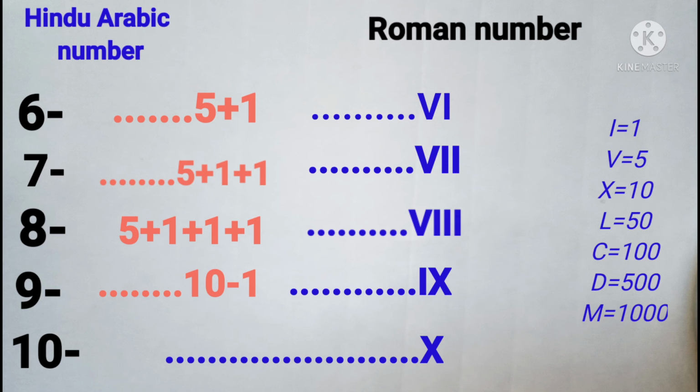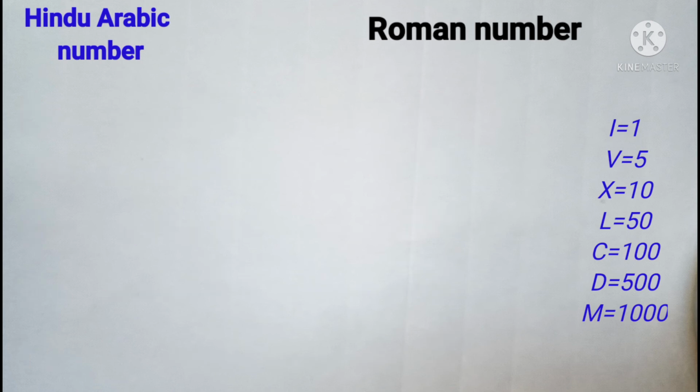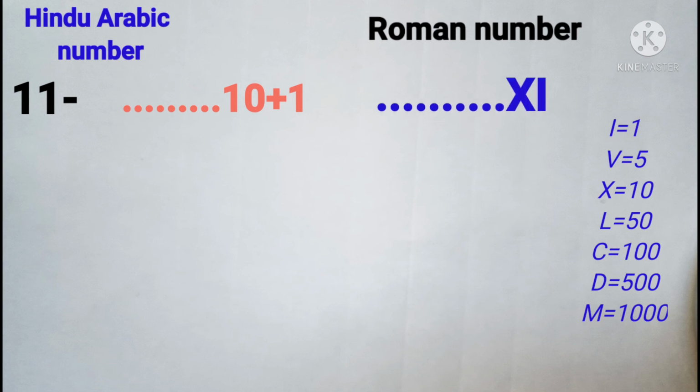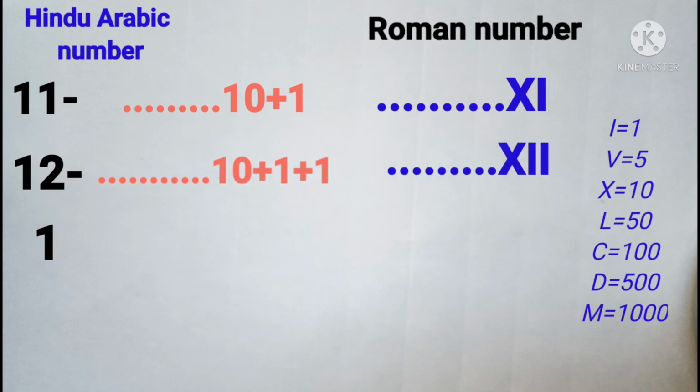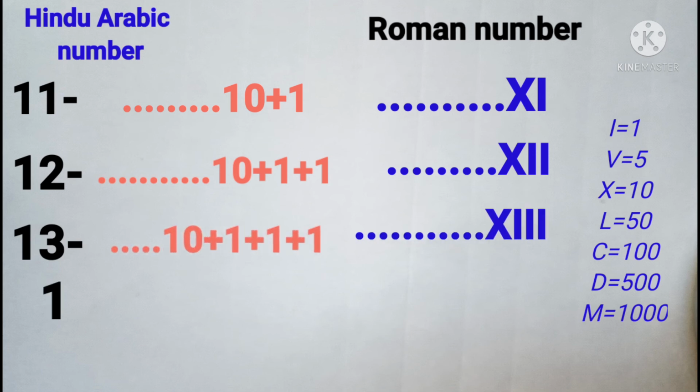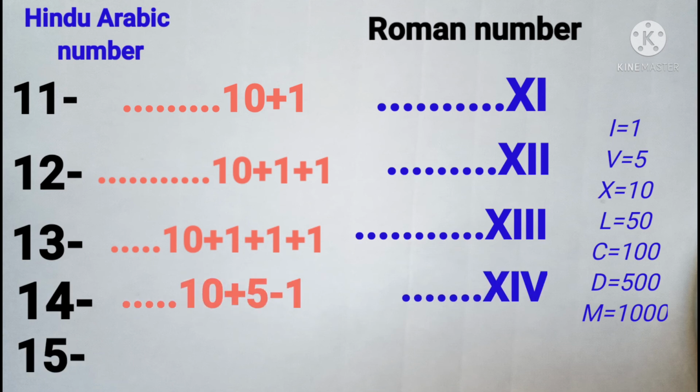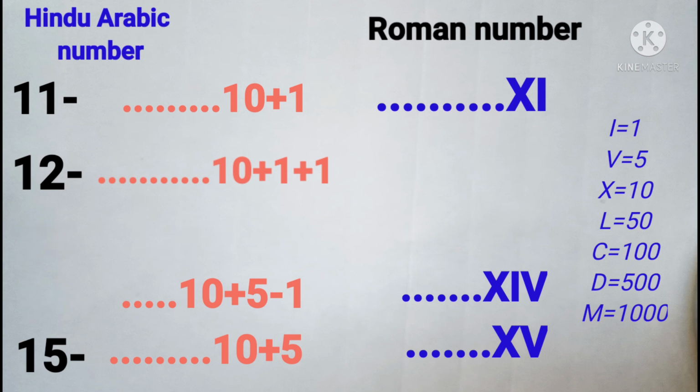10 can be represented by the symbol X. Number 11 can be written as 10 plus 1, that will be XI. Number 12 can be written as 10 plus 1 plus 1, and that will be XII, by the rule of repetition and rule of addition. Number 13 can be written as 10 plus 1 plus 1 plus 1, that will be X triple I. Number 14 can be written as 10 plus 5 minus 1, that will be XIV. And 15 can be written as 10 plus 5, which is XV.